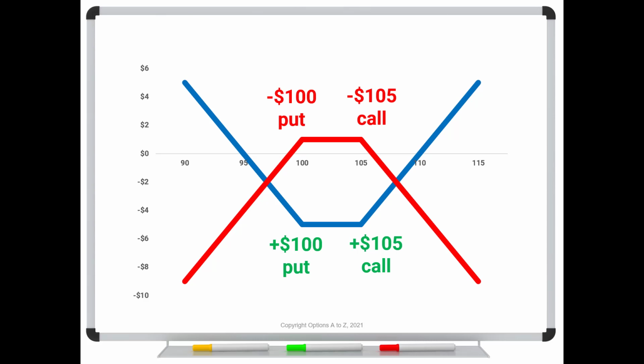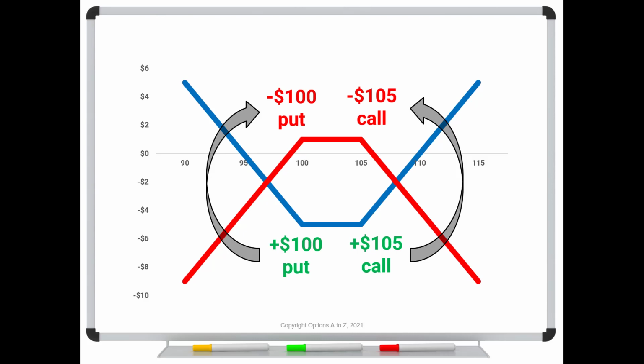So notice how I've done this. This is just a strangle swap, we might call it. And notice the pairings here. This is one way to look at it. If we look at the long 100 put combined with the short 100 put, what is that? Well, that is a calendar spread. Over on the right, we could look at the long 105 call paired with the short 105 call, and that is also a long calendar spread. So we have two calendar spreads, different strikes.